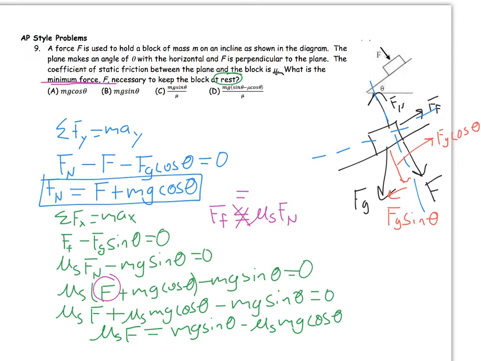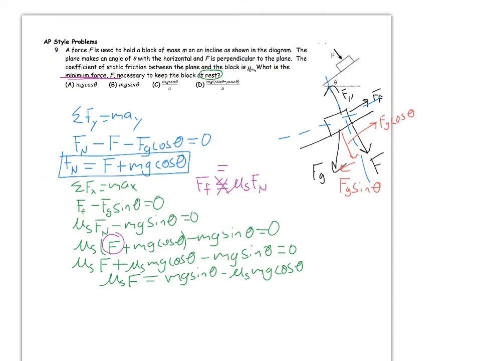and then I'm just going to divide by mu, and I end up getting here that the force is going to be equal to mg sine of theta minus mu mg cosine of theta, all over mu. I was writing mu s there for this coefficient of static friction, but we see that that's just given as mu without that subscript, so I just dropped it. And so that is going to be answer D there.